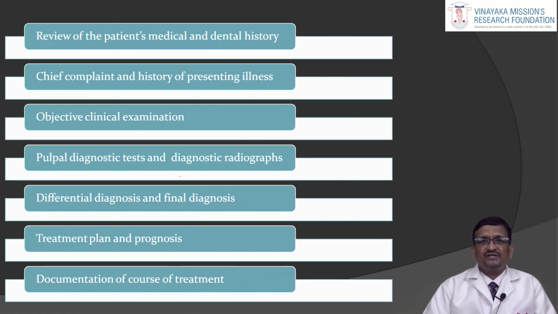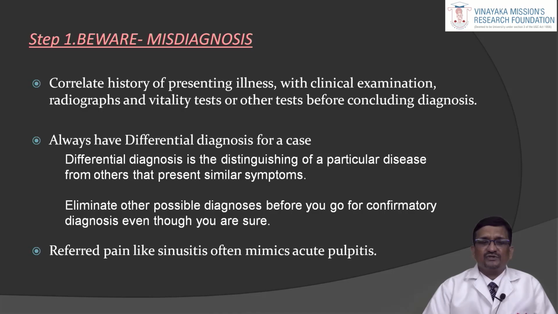Then third is objective clinical examination. Fourth, pulp diagnostic test and diagnostic radiograph. They are very important. Don't ignore them. Differential diagnosis and come to a final diagnosis as you are sure. Then you make a treatment plan and prognosis. Then documentation of entire course of treatment is needed. This is how we approach any case.